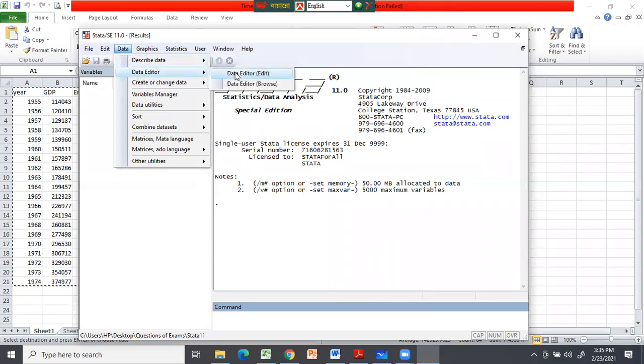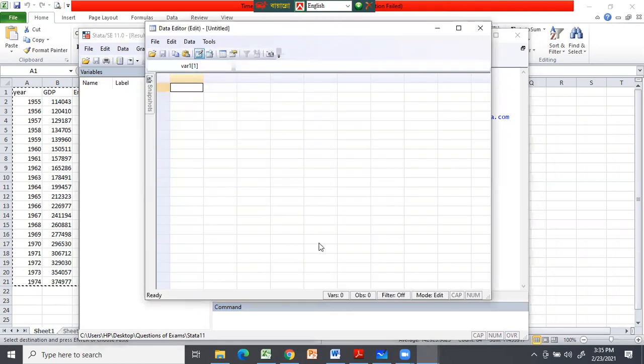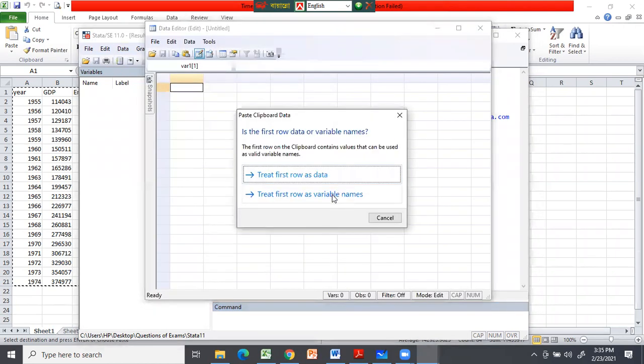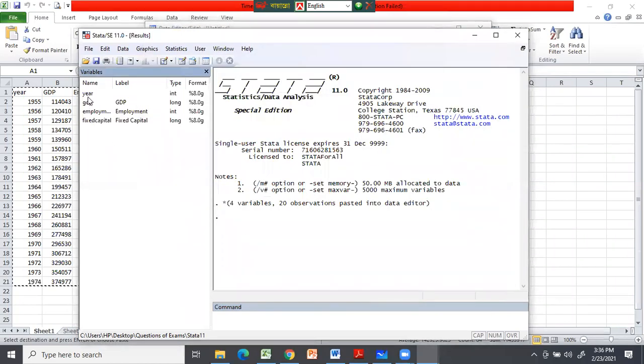First of all, as I told you, you have to copy the data set from the Excel, then start your Stata dialog box, then paste the data in the data editor using Ctrl+V. You will be asked whether to treat the first row as data or as variable names. So you will click on the second option, first row as the variable name. Your data set has now been taken into Stata.